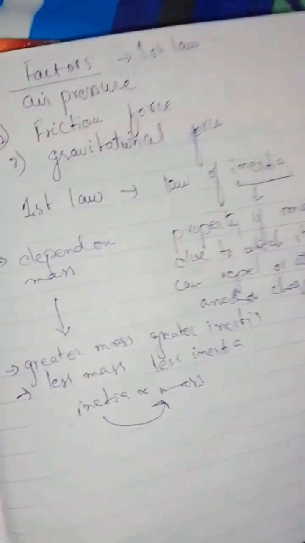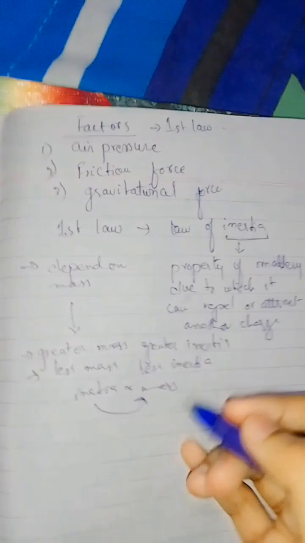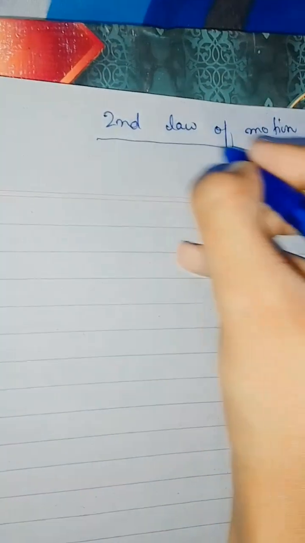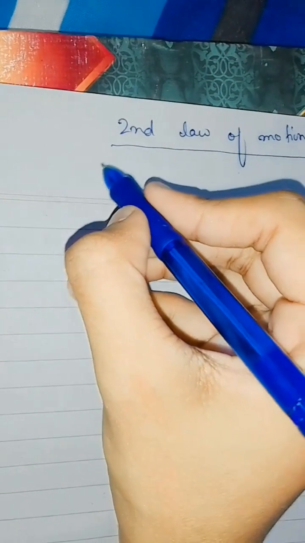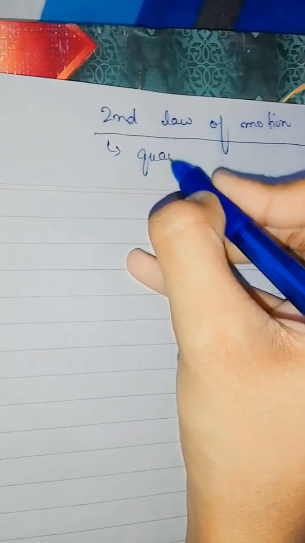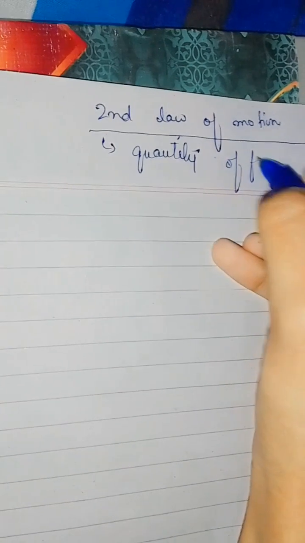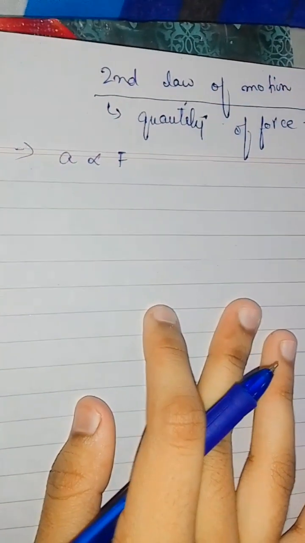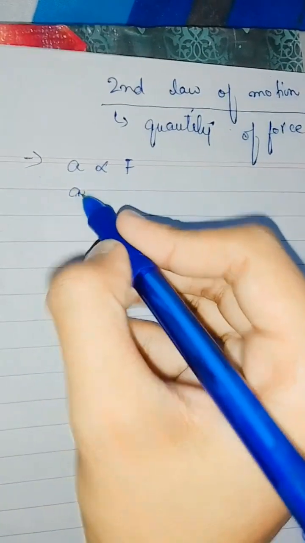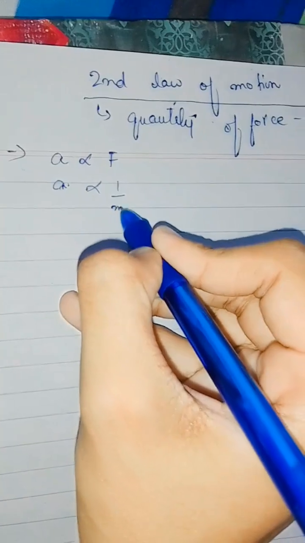So that was all about the first law: rest and motion remain the same until an external force is applied on it. Now we'll talk about the second law of motion. The second law of motion tells about the quantity of force. What it is exactly saying is that acceleration is directly proportional to the force, and acceleration is inversely proportional to the mass.